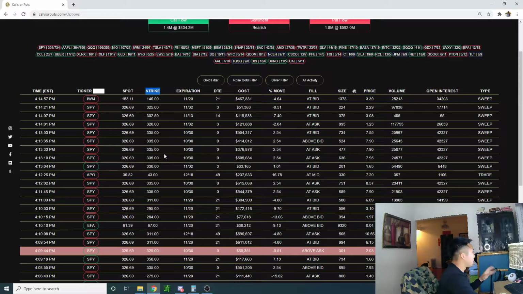Strike is the contract strike price, which is the price that they're saying that they're either willing to sell at or willing to buy at for a call or a put. So if it's a call, 140, let's say this one's a put, so 146 strike is saying that you're willing to sell IWM at 146 at November 20th. And this one is a call, so it's saying that on November 2nd, this person is willing to buy the SPY at 330.